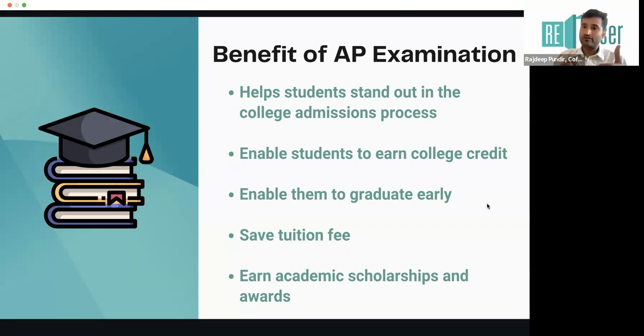Now, I can further subdivide this: are you coming from a CBSE or national board curriculum, or from an international curriculum? There is a difference between the two. When you're coming from a CBSE, ICSE or state board background, it is more important for you to do APs than if you're coming from an international background. Let me cover a couple more points on benefits, and then I'll come back to this point again.